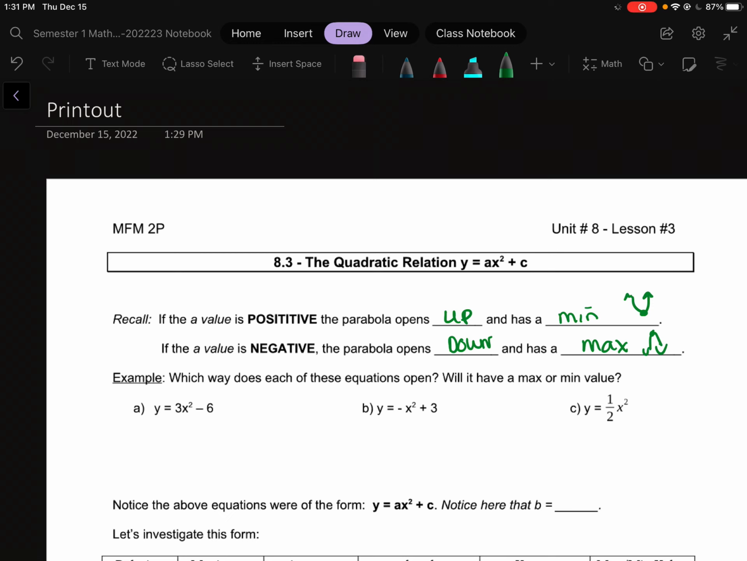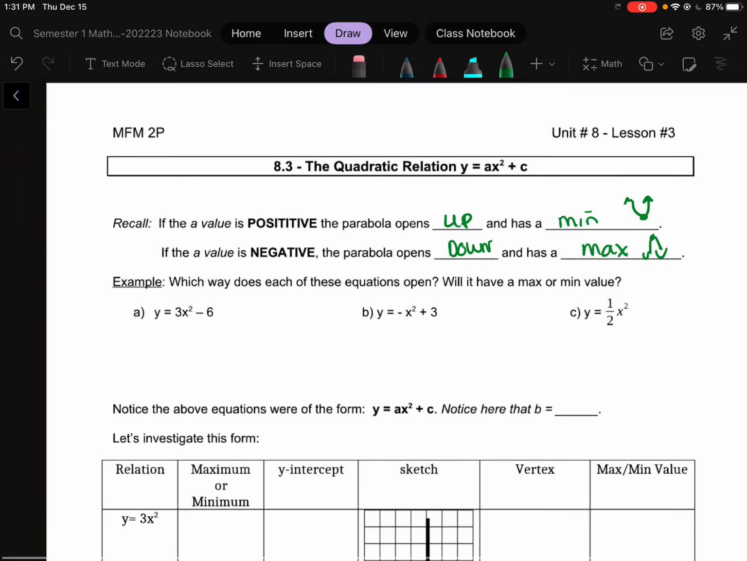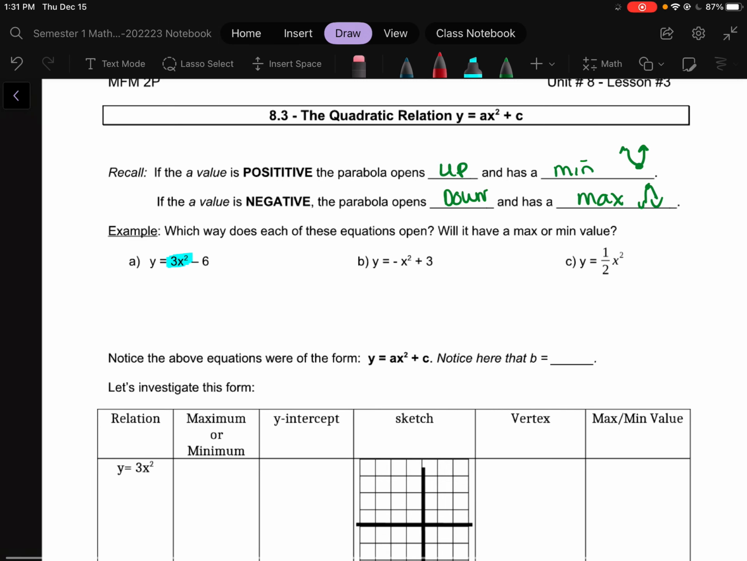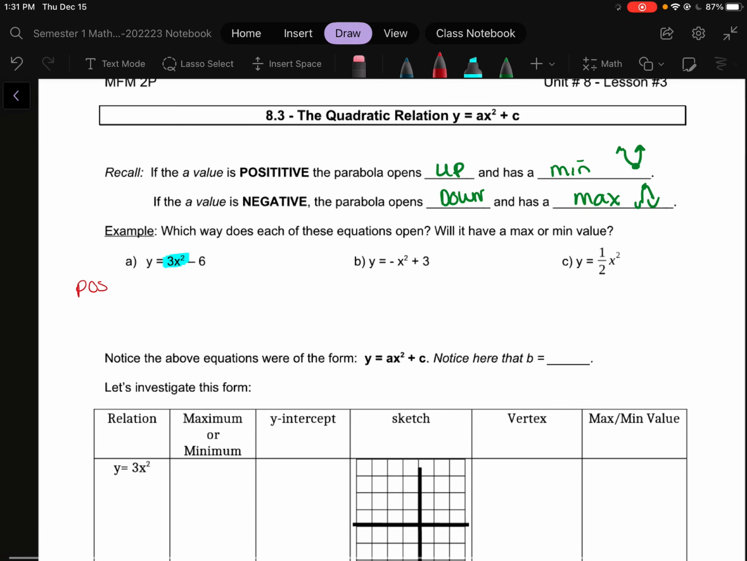So we're going to look at the following examples. We're going to do A and B together, and you're going to complete C on your own. Which way do these equations open? Will we have a max or a min? So let's look at A. In this equation, we have our a right here, which is our 3x squared. And this is positive. Because it is positive, it opens up, and therefore it has a minimum.